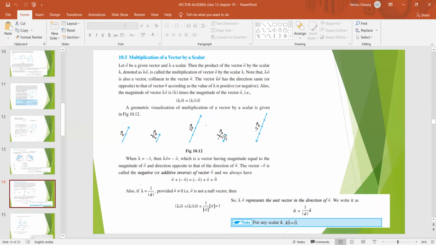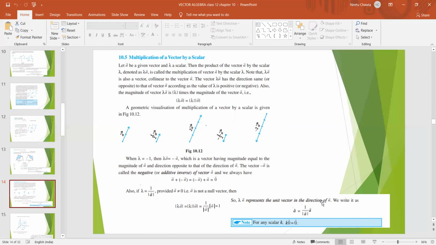If it is negative, it means the direction is changed. So this is the visual representation. You can see here the direction, meaning the angle, is just the same. If it is twice, we are making the magnitude double. So when lambda is equal to minus 1, then lambda A is equal to minus A vector, which is a vector having magnitude equal to the magnitude of A vector, but the direction is opposite to that of A. The vector minus A is called the negative of vector A. If we add it to the negative vector, we get a zero vector.